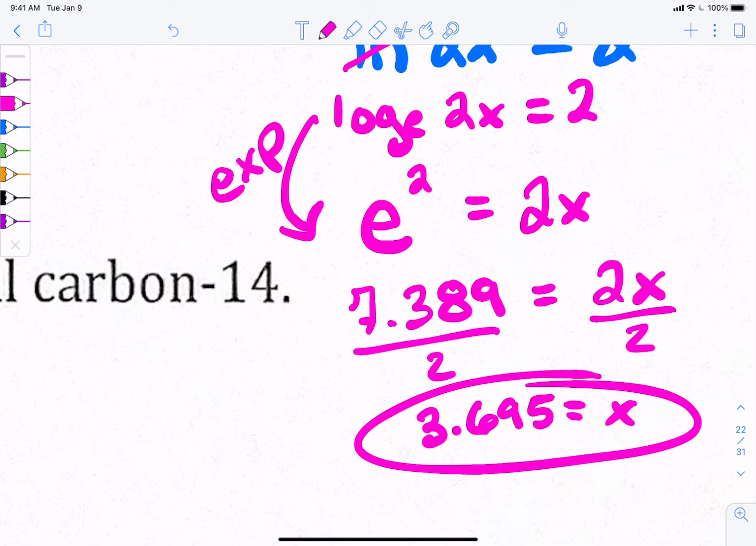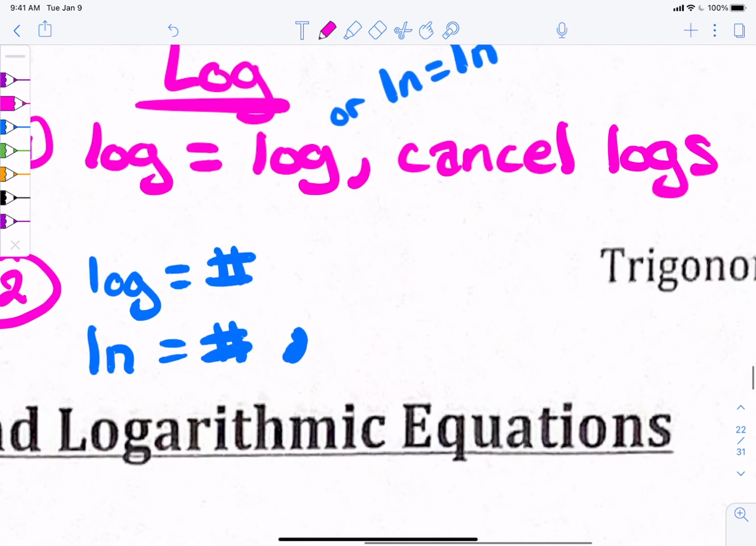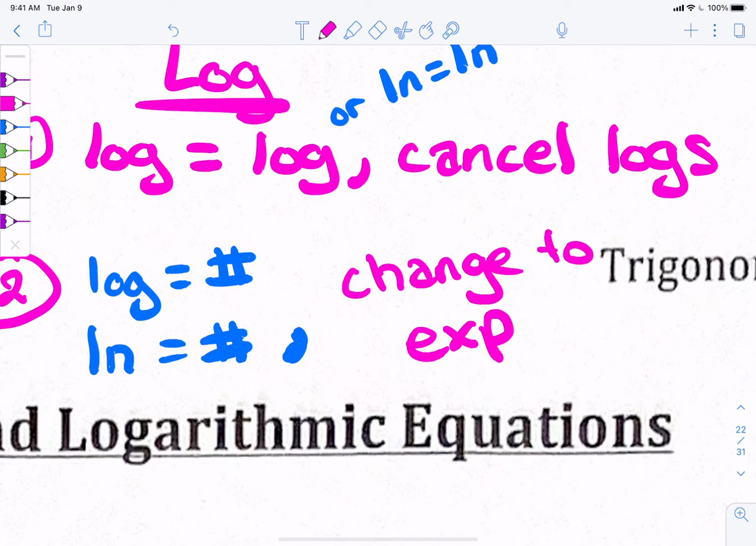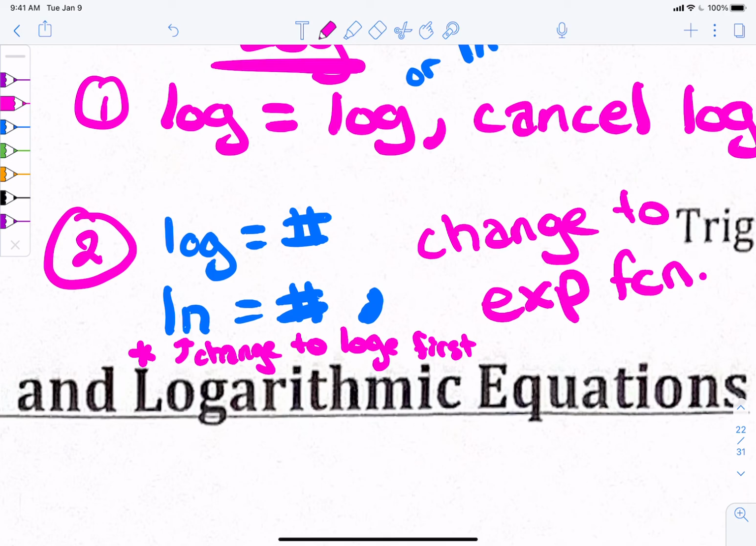So if you have a log on one side and a number on the other side, we have to change to an exponential function. That's for both of them, except for ln, I'm going to put a little star underneath ln. Change to log base e first. So if it's a regular log, like log base 2 or something, you don't have to change it. But ln, change it to a log base e so it's easier to change to an exponential function first.